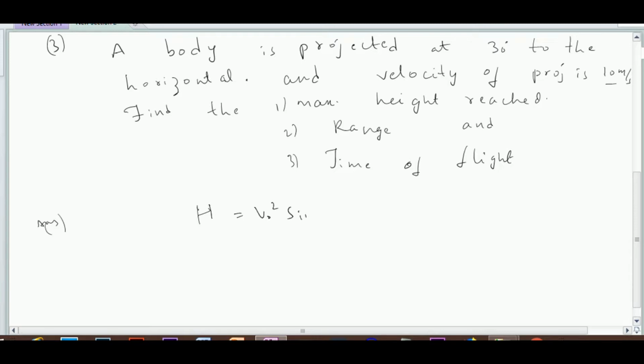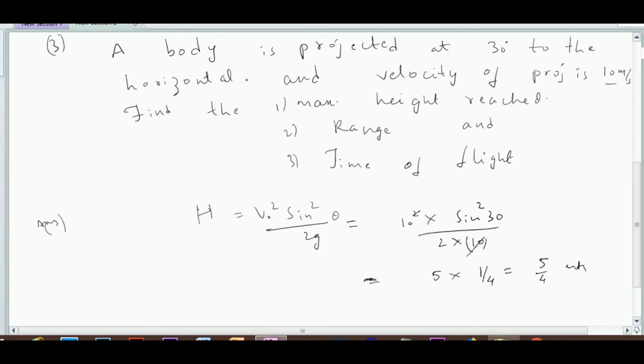So maximum height reached is derived as v0 square sine square theta by 2g. These equations are all derived from the equations of motion only. So v0 square, the initial velocity, is given as 10 square and the angle of projection is given as 30. So sine square 30 by 2 into g, I am taking it as roughly 10 meter per second square. So 5 into 1 by 4 is equal to 5 by 4 meters.